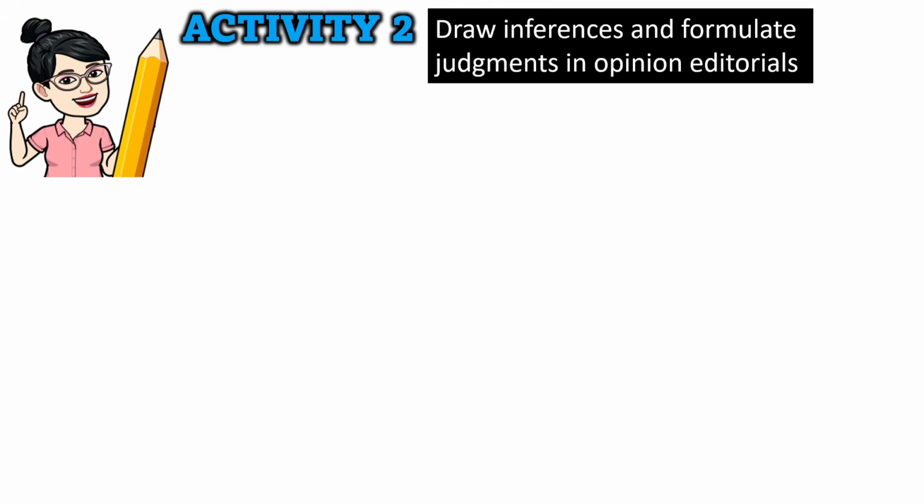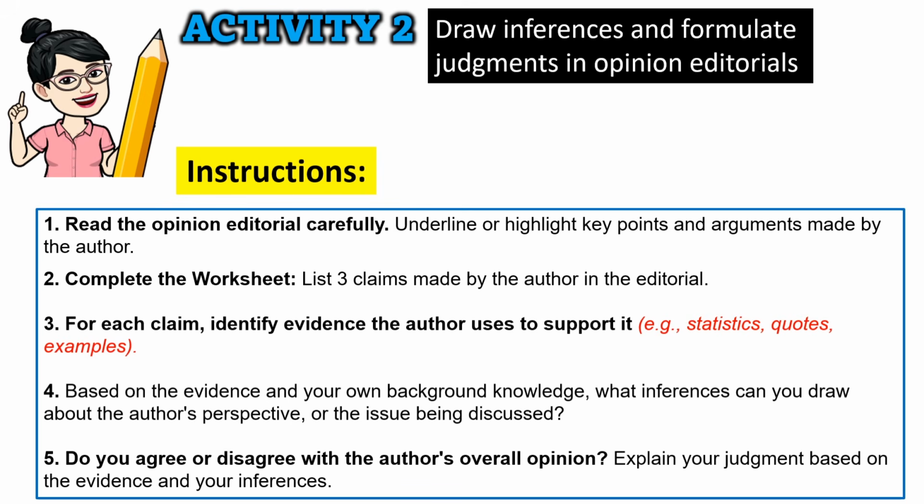For your next activity, you will draw inferences and formulate judgments in opinion editorials. Instructions: 1. Read the opinion editorial carefully. Underline or highlight key points and arguments made by the author. 2. Complete the worksheet. List 3 claims made by the author in the editorial. 3. For each claim, identify evidence the author uses to support it, e.g., statistics, quotes, examples.